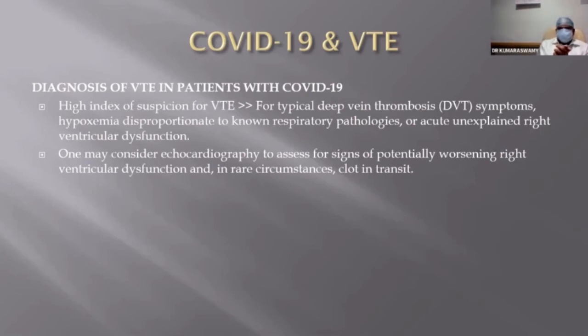And the diagnosis of VTE on hospital admission, Dr. Juwala already mentioned: you cannot shift the patient for CT scan, and you cannot do echo or bedside ultrasound, but still the clinical suspicion is enough to diagnose and treat COVID patients. Clinical suspicion like deep vein thrombosis symptoms and hypoxia which is disproportionate to known respiratory pathogens, or acute unexplained right ventricular dysfunction. If it is there in the patient, I think you can go ahead and give the treatment for VTE.